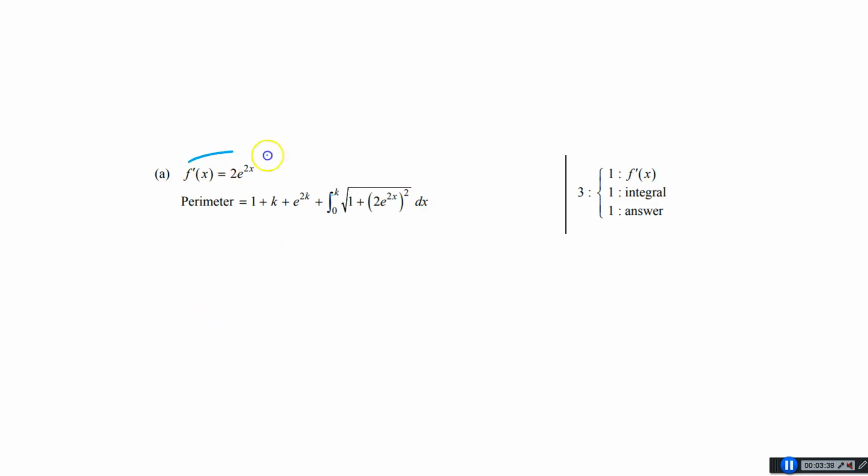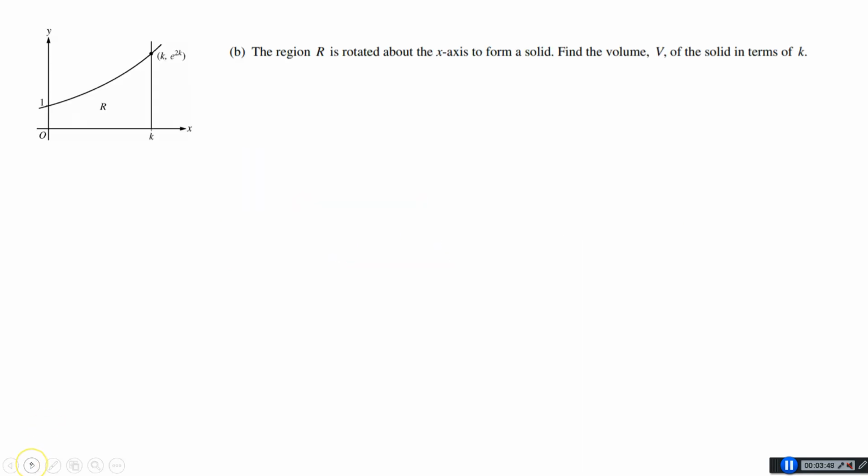1 point for getting the derivative correct, so make sure you're writing down all your work. 1 point for having the integral correct, and then 1 point for the entire answer, so that's making sure you get all those pieces together. 3 out of 3. Cool, let's move on.